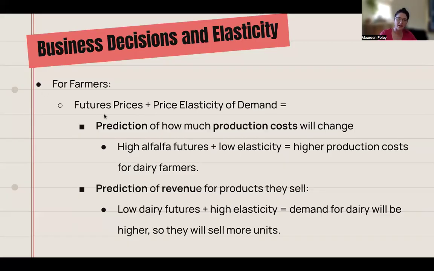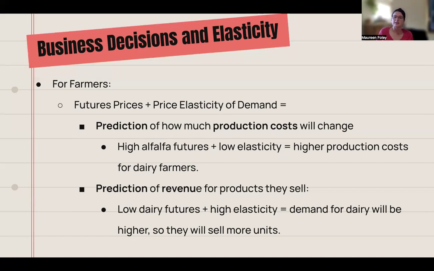If you combine this data from futures price of a good and the price elasticity of demand of the good, it can tell you some pretty important things. You could use it to predict how much your production costs are going to change. So how much it's going to cost you to produce the same amount of goods. Alfalfa is a good example of this, alfalfa use in dairy farming.